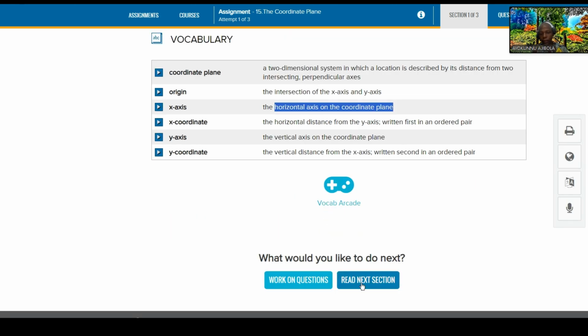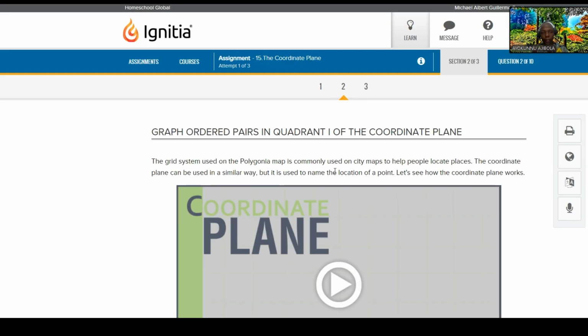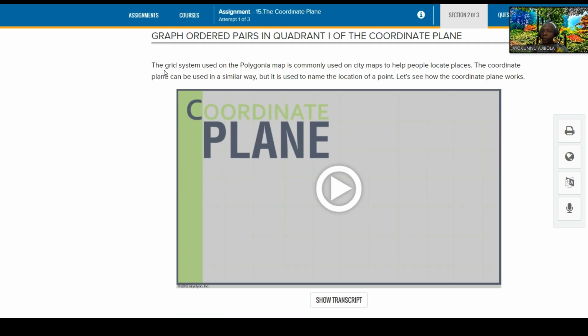Okay, let's continue to the next section. Can you hear me? Yes. Good. Graph ordered pairs in quadrant of the coordinate plane. The grid system used on Polygonia map is commonly used on city maps to help people locate places. The coordinate plane can be used in a similar way, but it is used to name the location of a point. Let's see how it works.